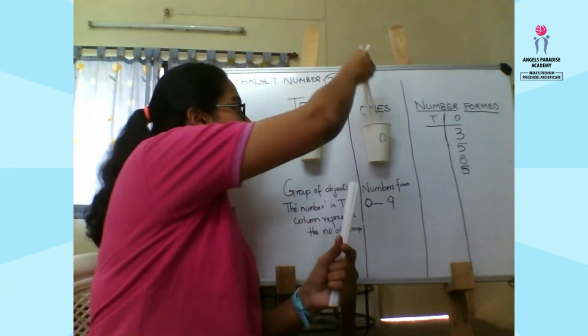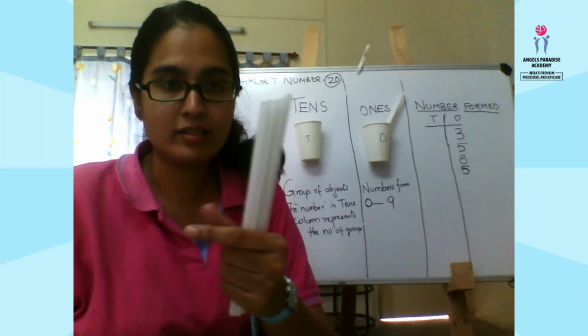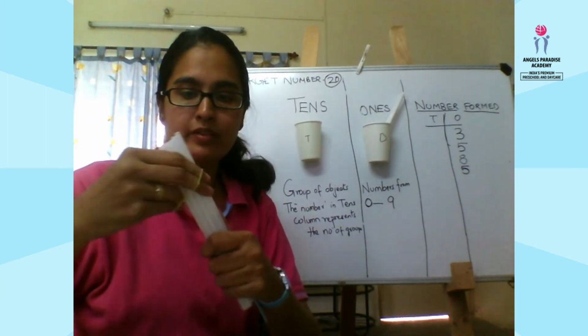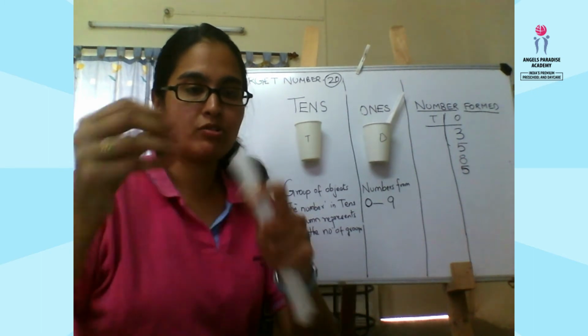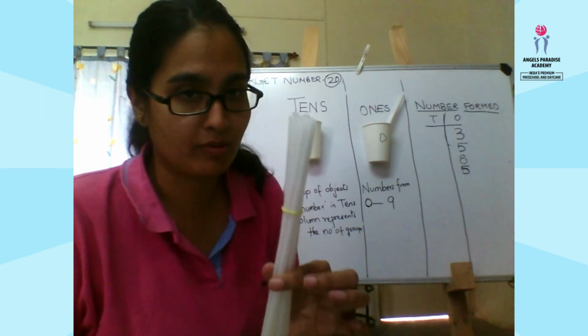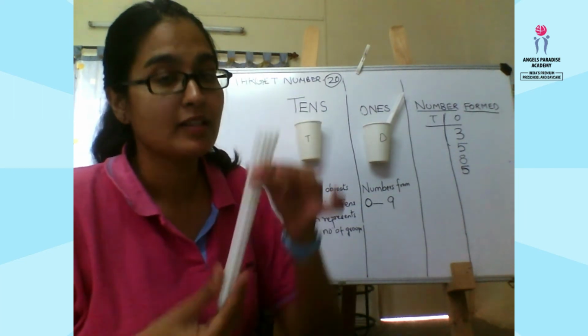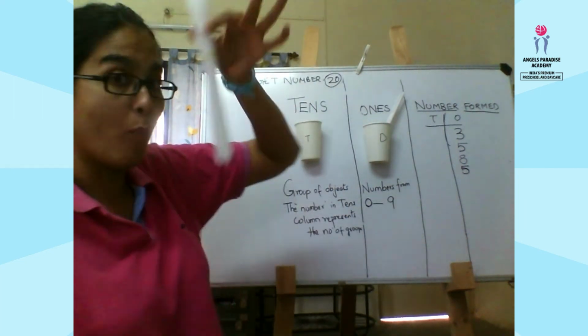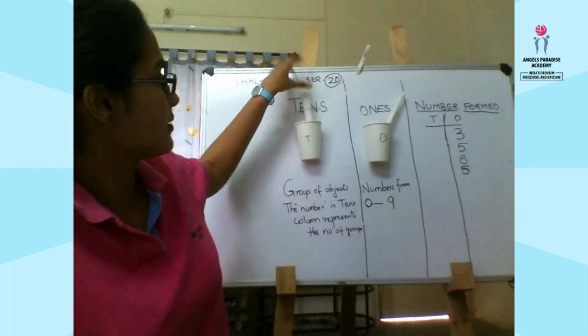In the ones column. Okay, these 10 straws I am going to bundle them together. I am going to bundle these straws because in this group there are 10 straws. Where am I going to place it? In the tens column. We have one group of straws.